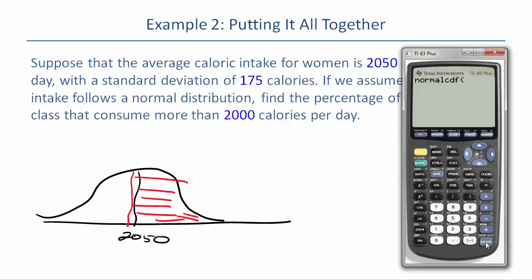Now what you do is you type in where you want it to start. So it needs to start at 2000, comma, where you want it to end.